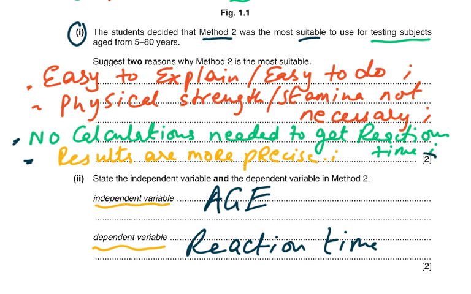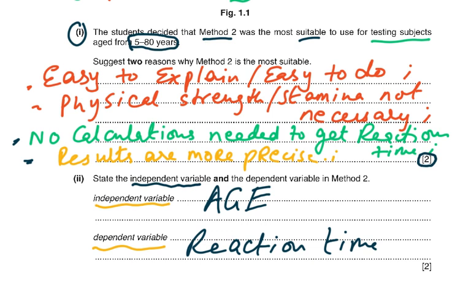This was for 2 marks, and you would have to write something very sensible and word it very correctly. Then state the independent variable. I've always told you independent: I changed this. So what did you change? You changed the age of the subjects. They were anything from 5 to 80 years. So this is what you changed, so that is the independent variable.